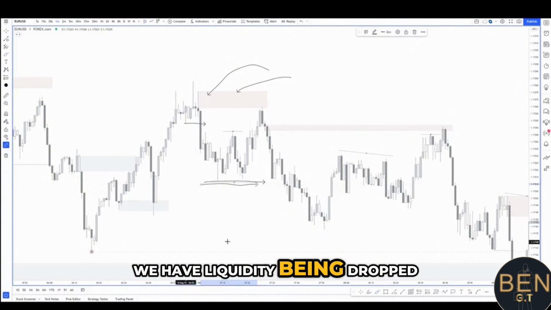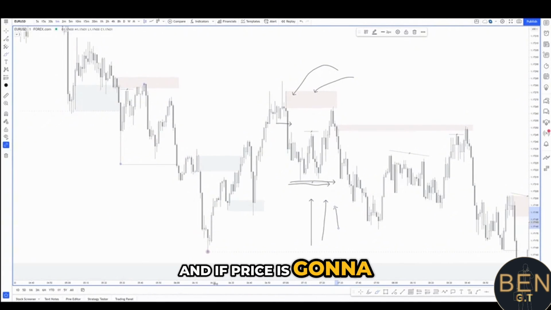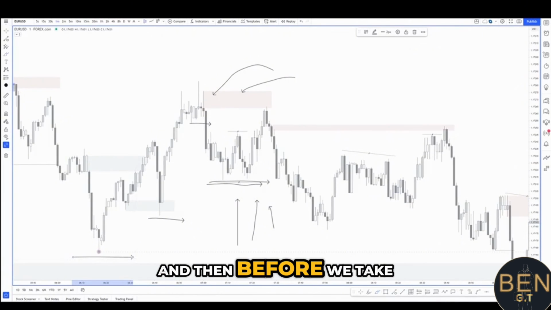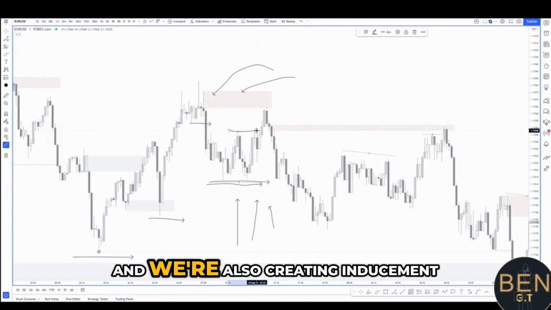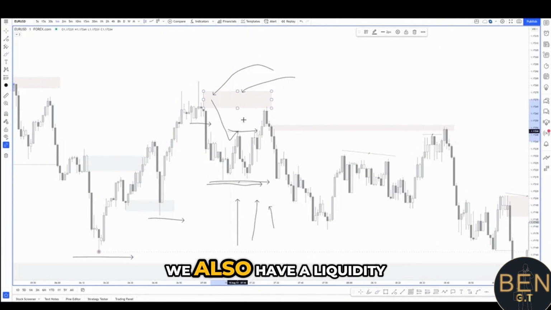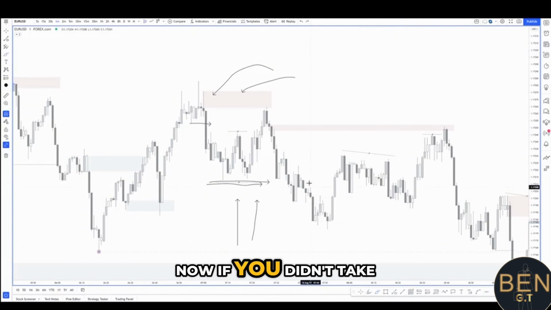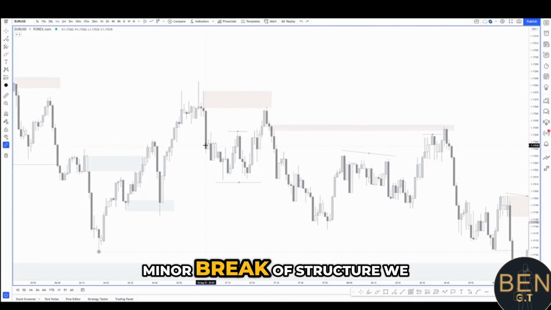We have liquidity being dropped to the downside, so we know that at some point it's going to target this, and if price is going to continue to the downside, this is the next spot, as well as this, and then before we take out the swing low. We broke in very minor structure, like I said, and we're also creating inducement. We also have a liquidity void. Price taps in and then continues to the downside. Now, if you didn't take that initial trade, that's fine, because in my mind, this is a fairly sketchy looking supply zone in terms of basing it off of this minor break of structure.